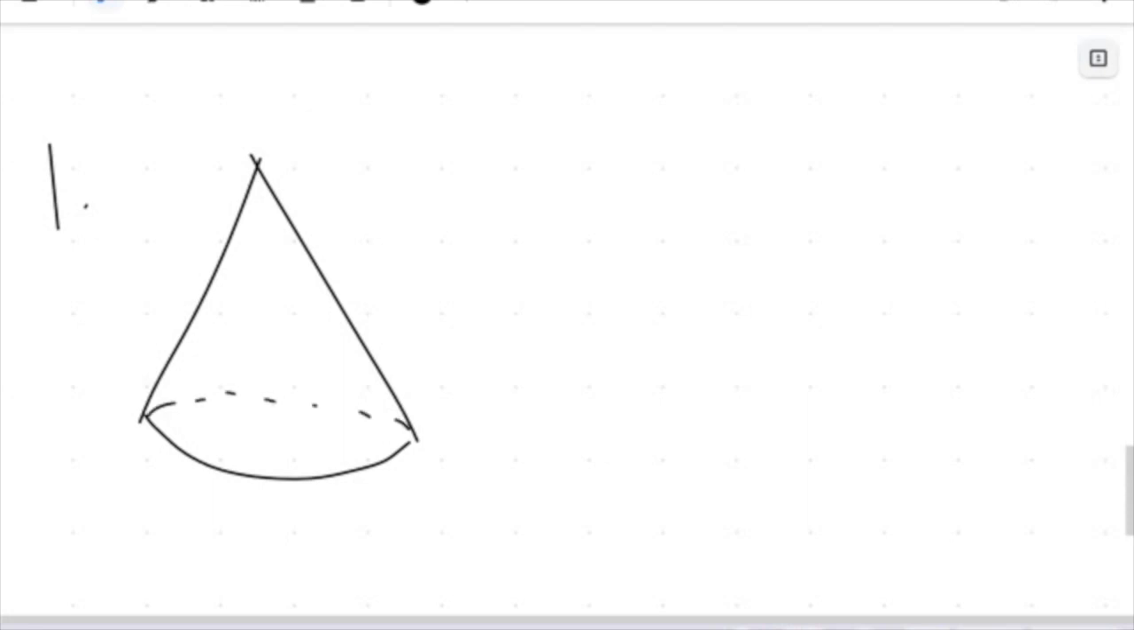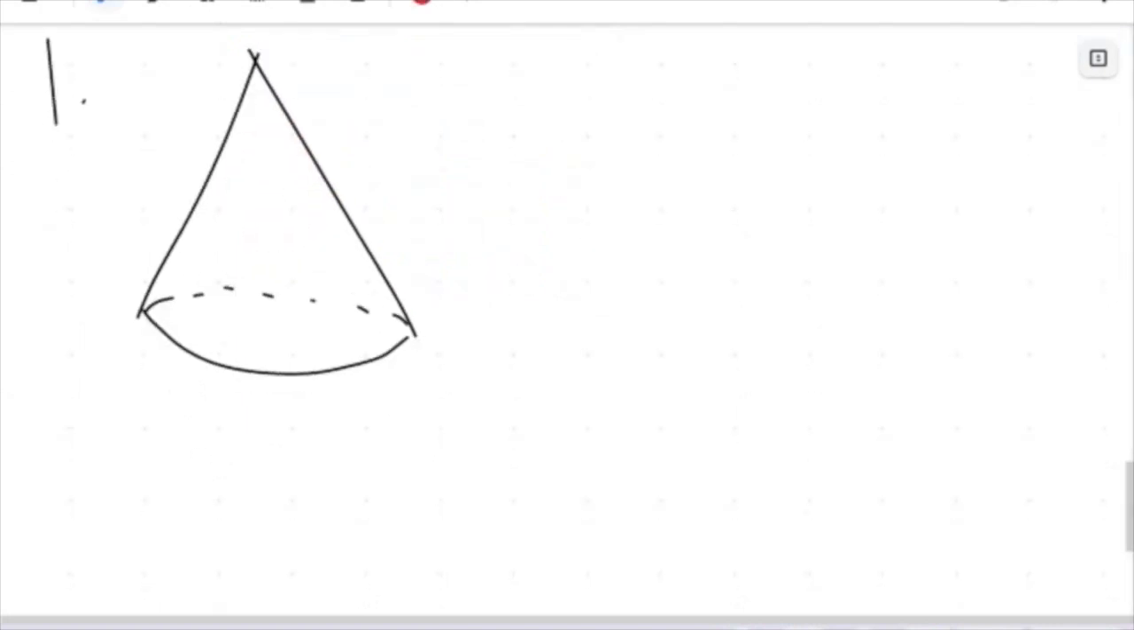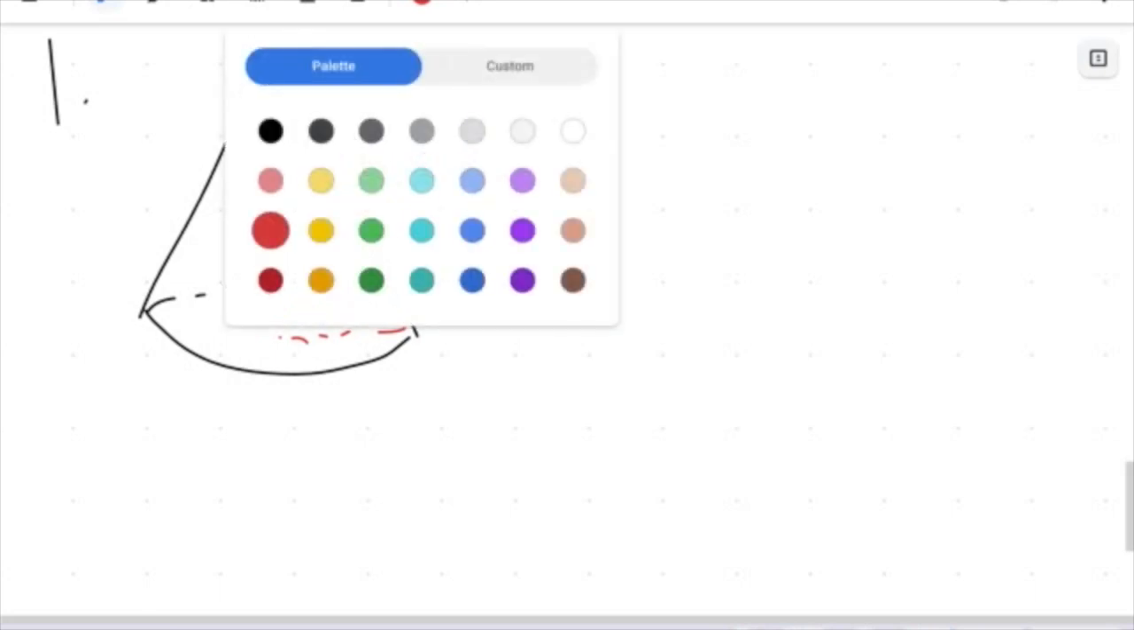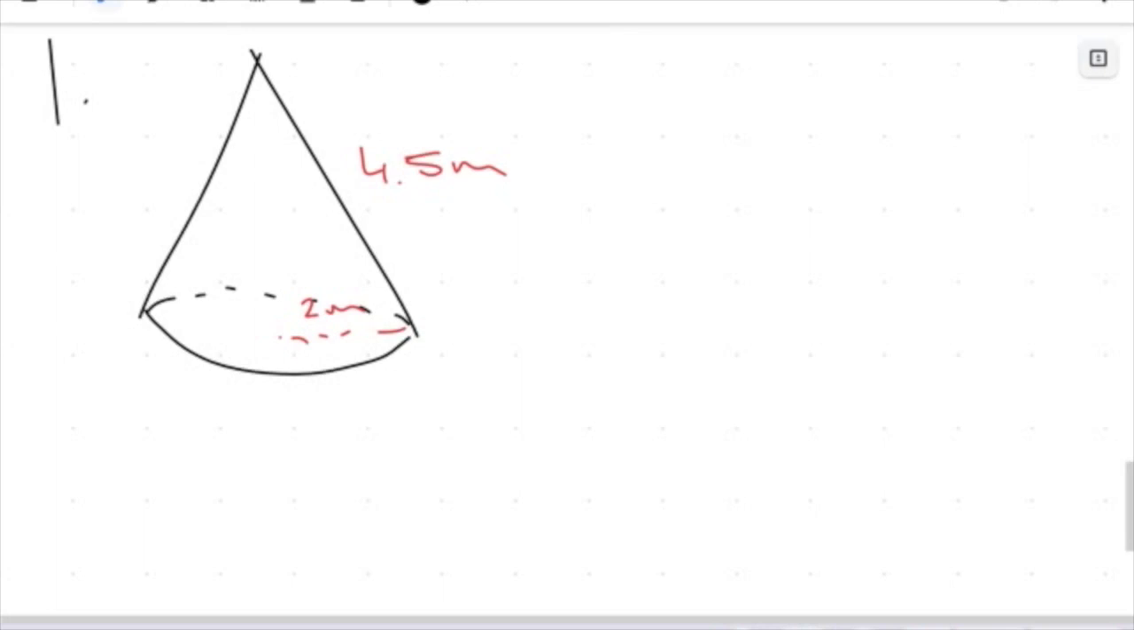Okay, so we have a cone with a radius of 2 meters and a slant height of 4.5 meters. And we established before we have our surface area formula. So that surface area is going to be pi r squared plus pi r L.